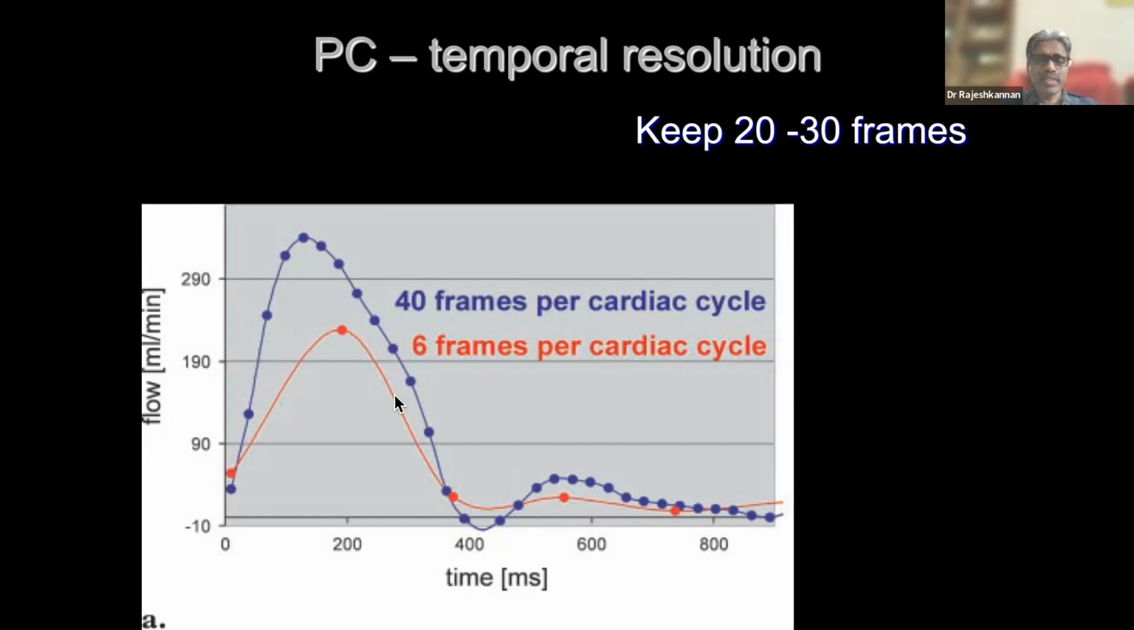So what will happen if you are using a lower frames per second? Even though it may have the same type of graph, the problem is it may miss mainly the peak velocity. It may correctly identify the total forward flow and the reverse flow ratios, and even the shape of the curve can be normal. But the important problem is if you are having lesser sampling, the chance of missing the peak velocity is very high. So the recommendation is a minimum of at least 15 frames per RR interval.